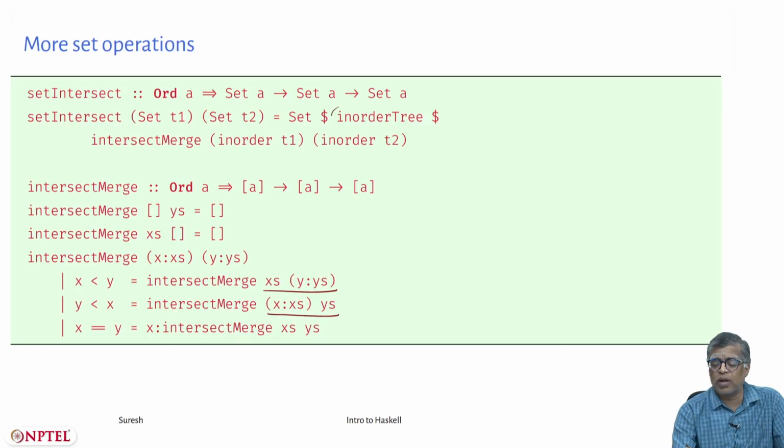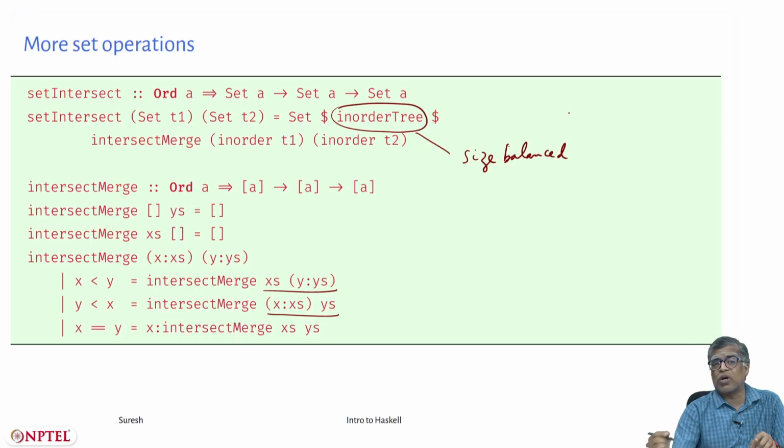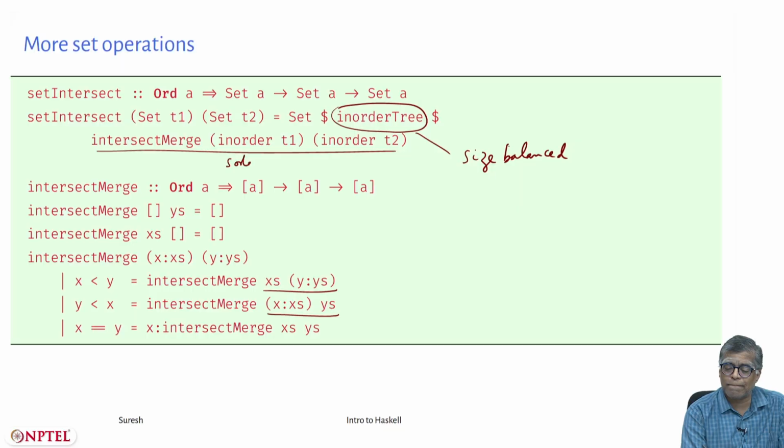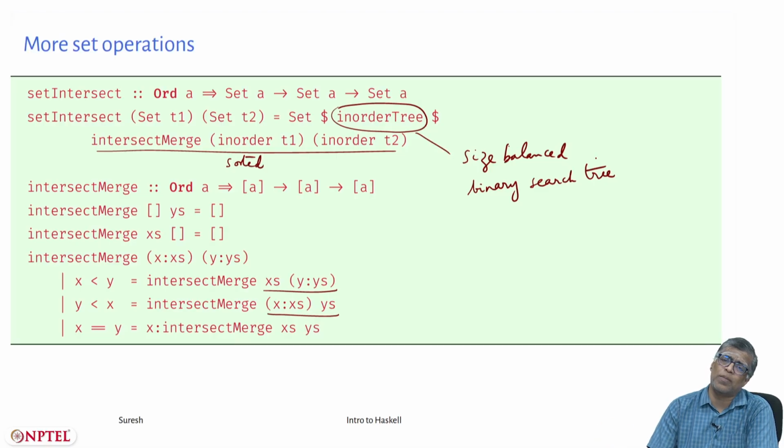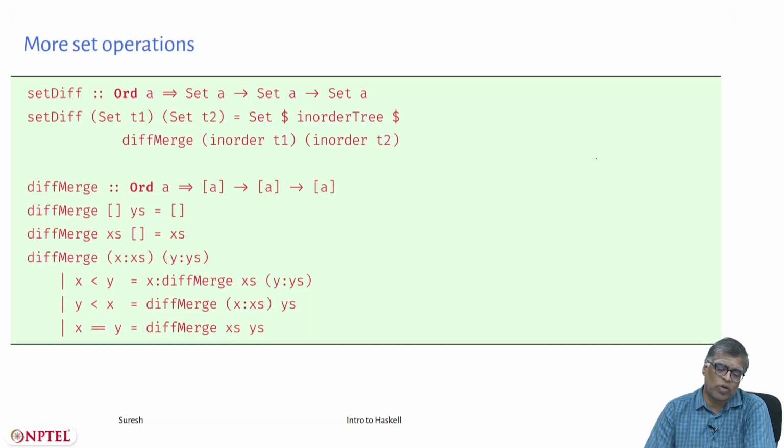And this in order tree will give me back a size balanced binary search tree, because once I do intersect merge, this whole thing is sorted. If I apply in order tree on a sorted list, I will get a size balanced binary search tree. And size balanced is also height balanced, so it is indeed an AVL tree. So, that is all I need to worry about. Diff merge is similar, so that this will find set difference. Okay. So, this does it.